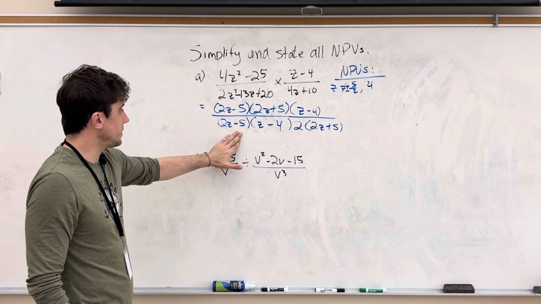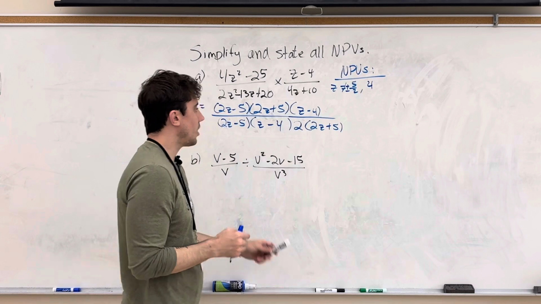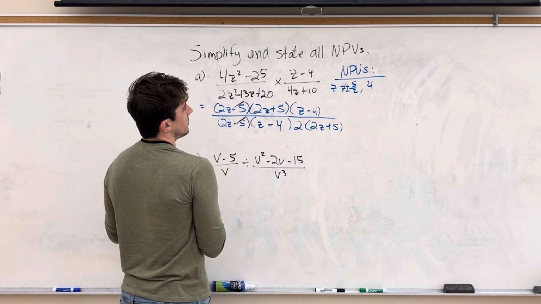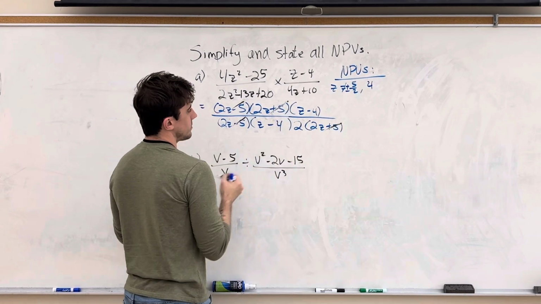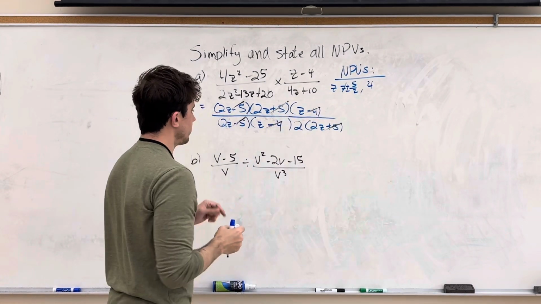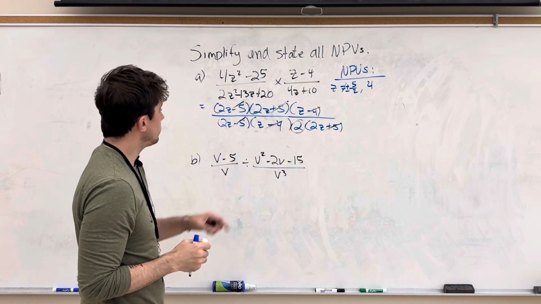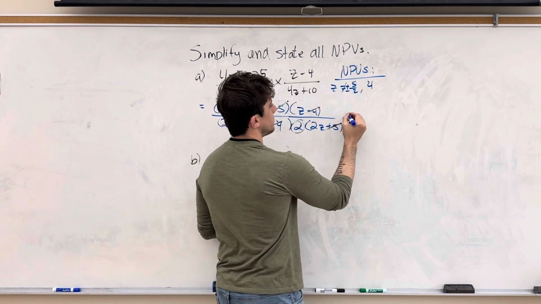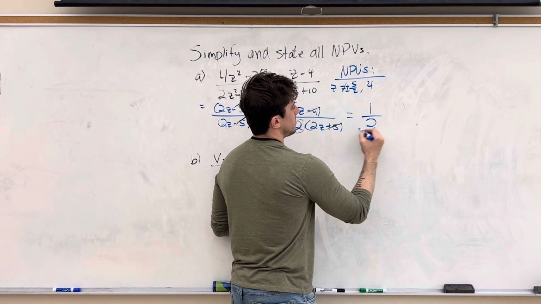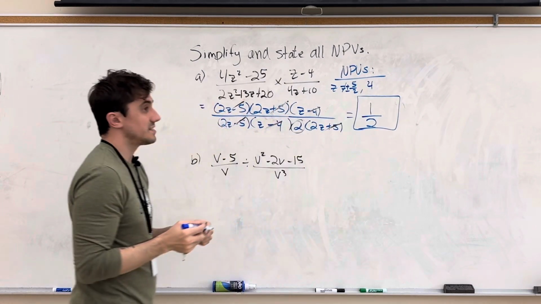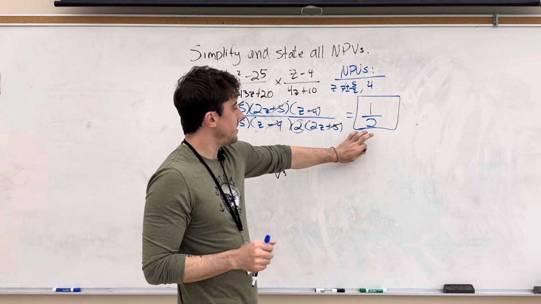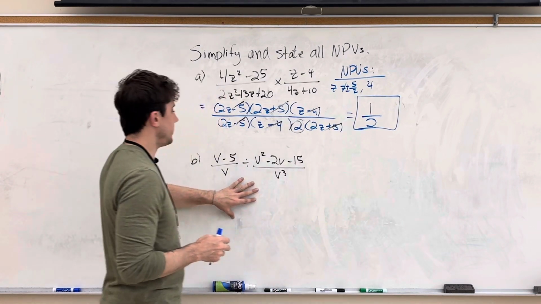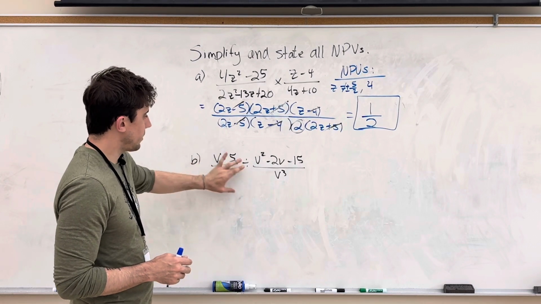And now to simplify this completely, we can just cancel out all common factors in the numerator and the denominator. And so 2z minus 5 cancels out, 2z plus 5 cancels out, and z minus 4 also cancels out. And so all we have left is 2 in the denominator. We know that if all factors in the numerator cancel out, there's still a 1 there. And so this simplifies down to a nice value of 1/2. And that's it.